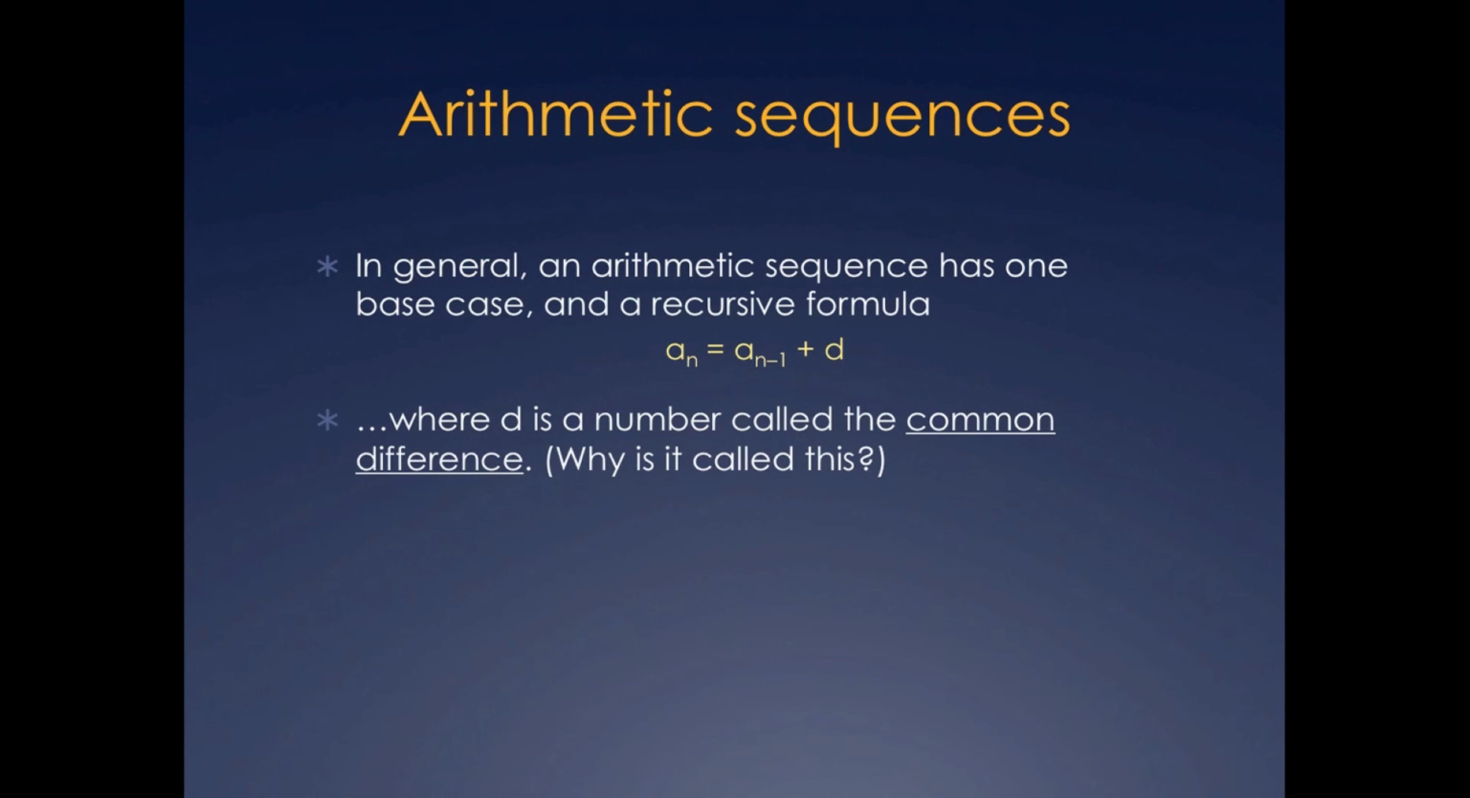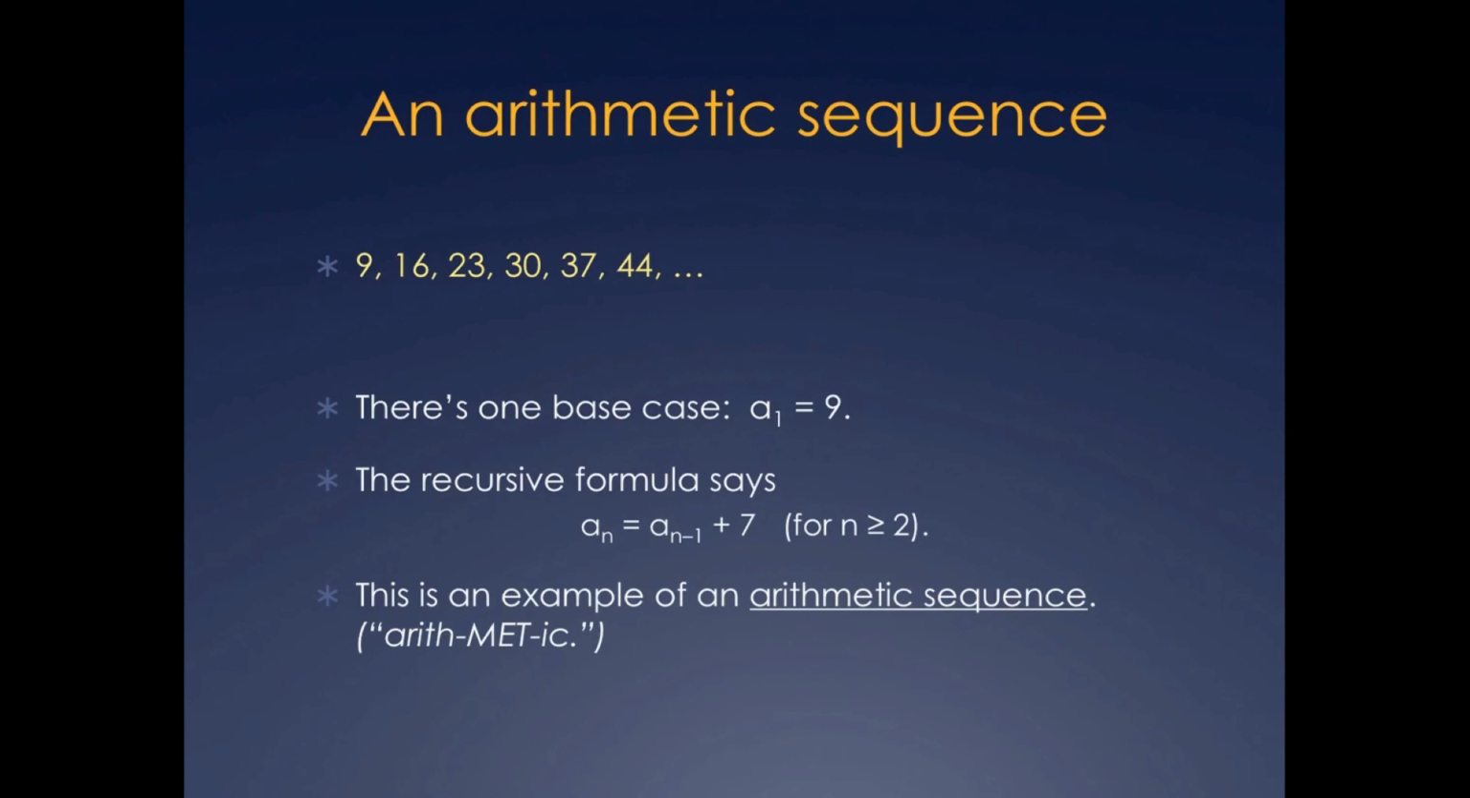Now, you might wonder, why do I call it the common difference? Because after all, we're adding it on. Where's the subtraction? Well, the point is, if I give you a little bit of the sequence, as I did in this example, how would you compute the value of d? You would subtract, right? Because it's the difference between any pair of consecutive terms. For example, consider 23 and 30. If you subtract 30 minus 23, you get 7, exactly the number you said was the common difference.